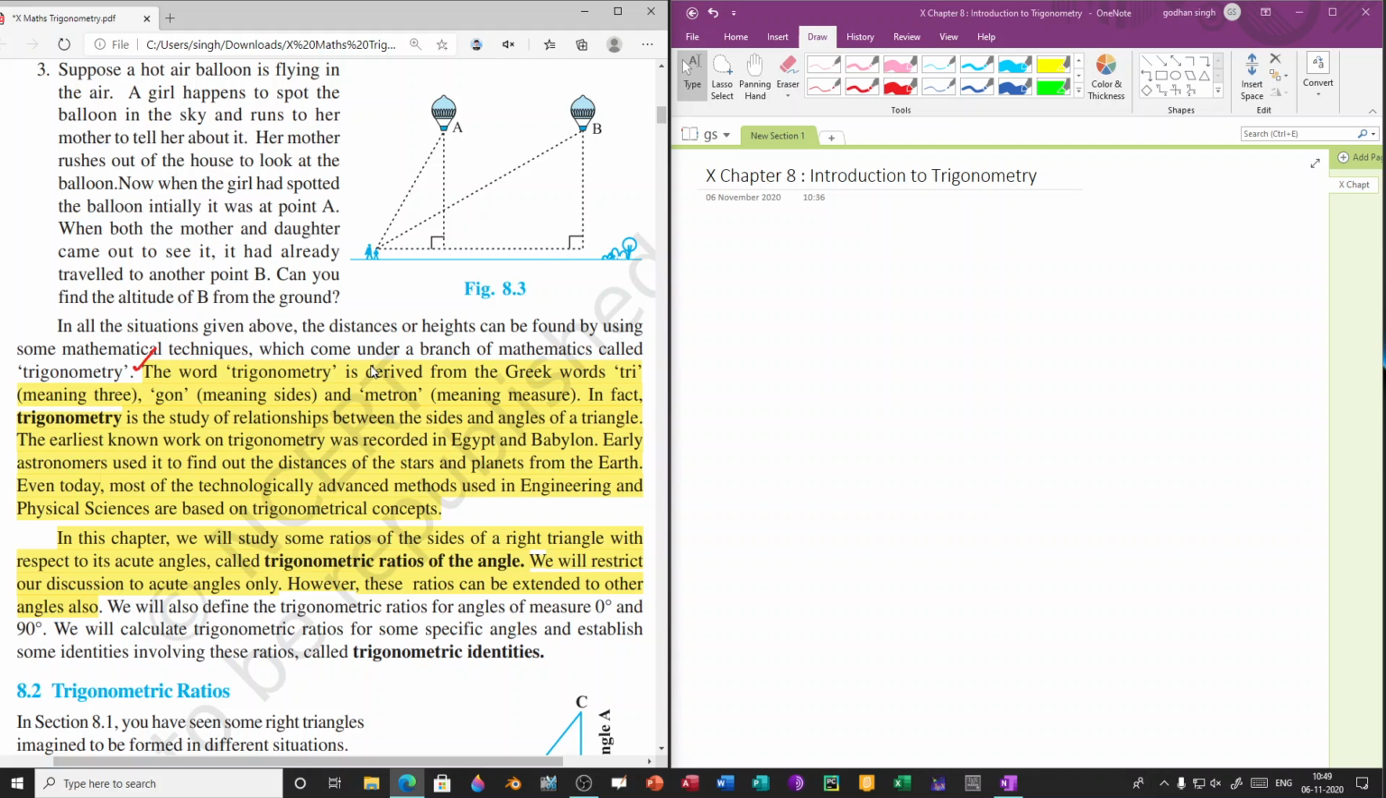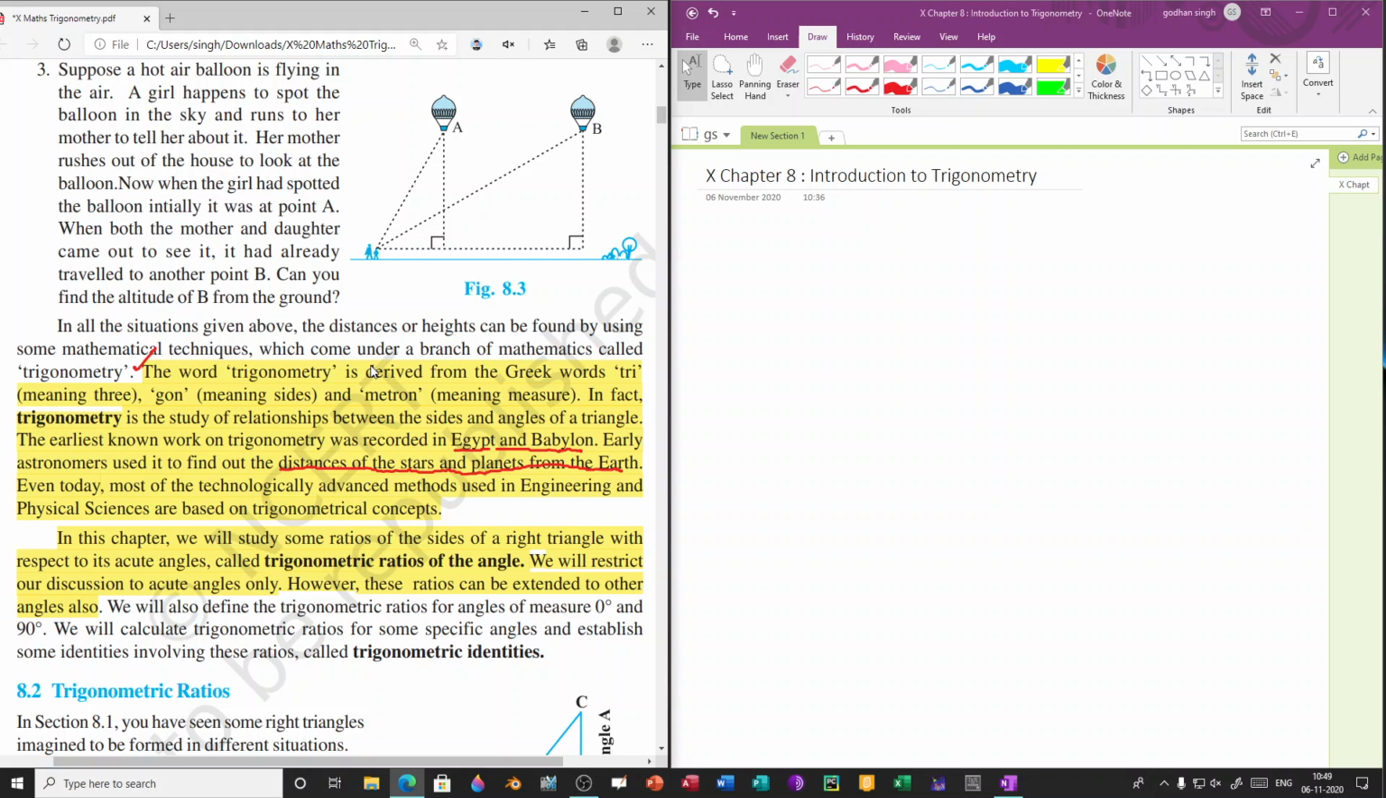The earliest known work on trigonometry was recorded in Egypt and Babylon. Early astronomers used it to find out the distances of the stars and planets from the Earth. Even today, most of the technologically advanced methods used in engineering and physical sciences are based on trigonometrical concepts.